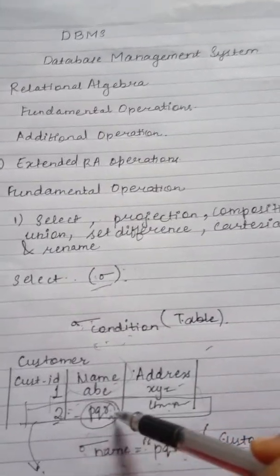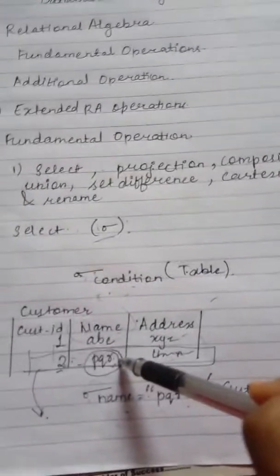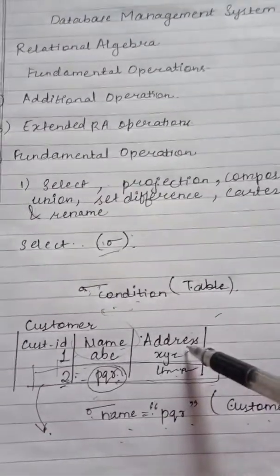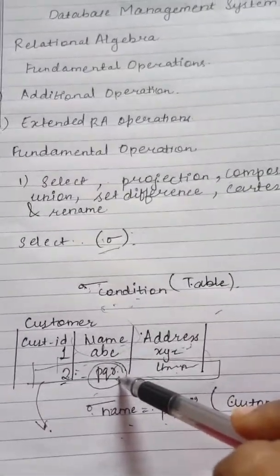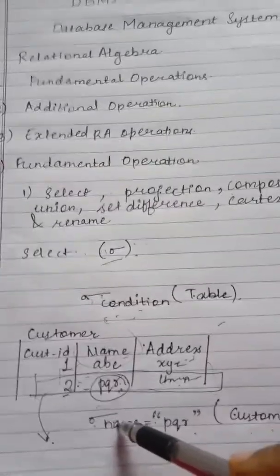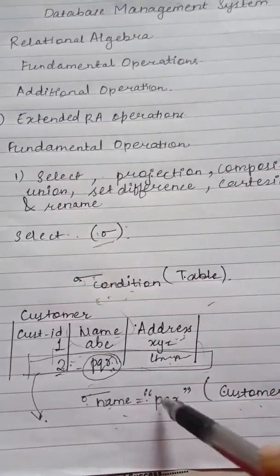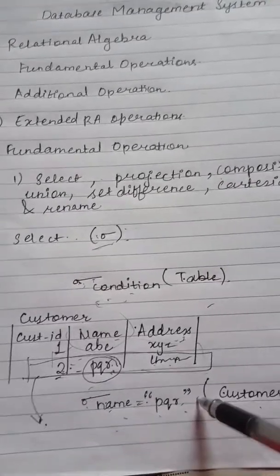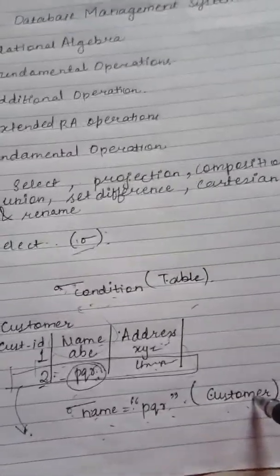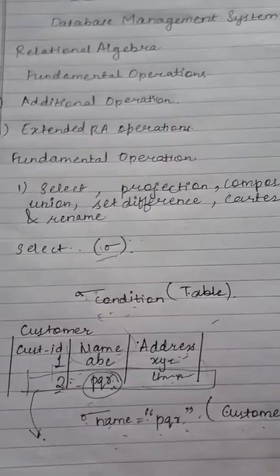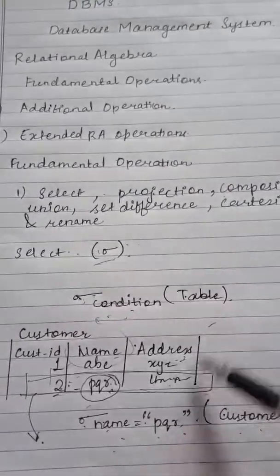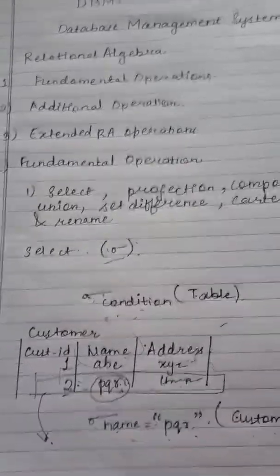Suppose I want to select the row which consists of the name PQR. So I will write sigma, in the subscript I will write name equal to PQR, and then the table name. So this is nothing but a selection operation. It will select the whole row.